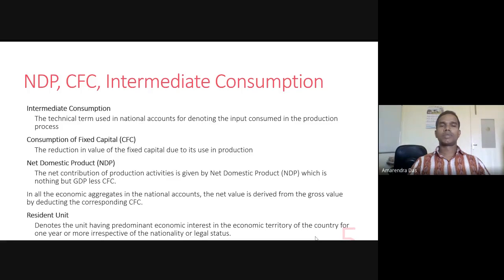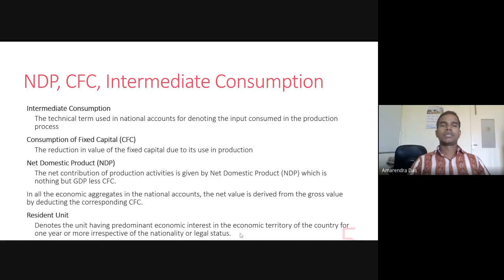Then comes consumption of fixed capital. This is basically the reduction in the value of fixed capital due to its use in the production. So this is basically nothing but the depreciation. When we are doing the production, some kind of damage happens to the machineries, and so the value of the machinery falls, and so we say that this is consumption of fixed capital, and that happens during the production process.